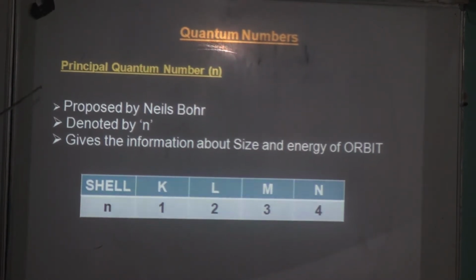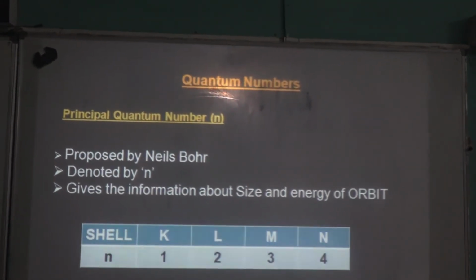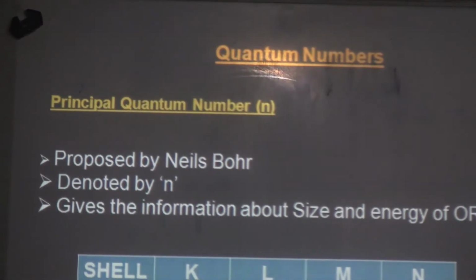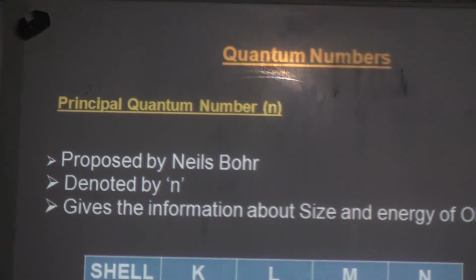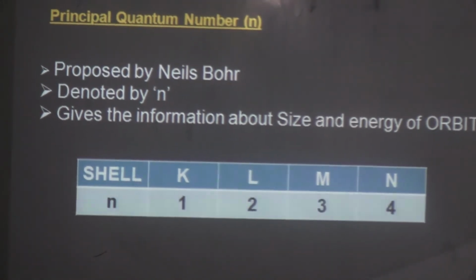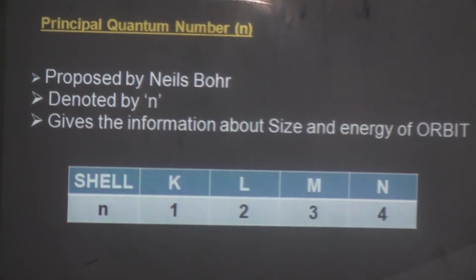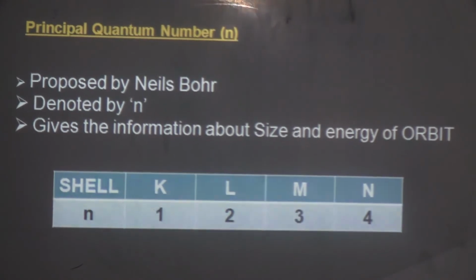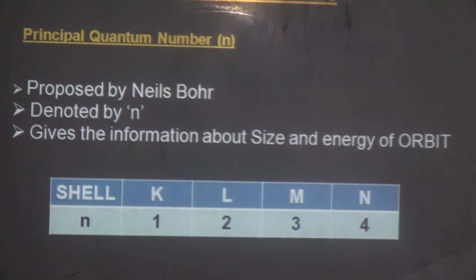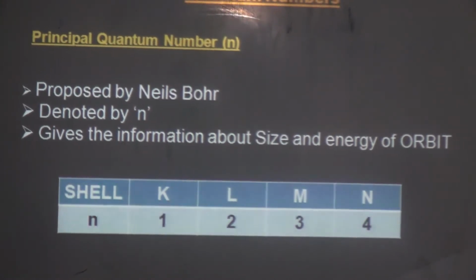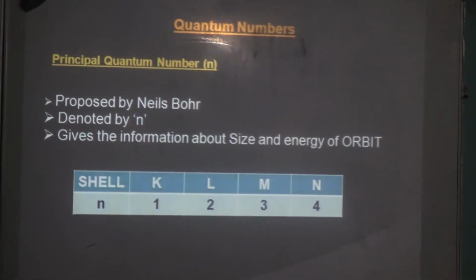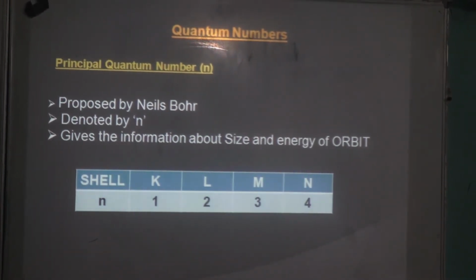The first important quantum number is the principal quantum number. What is this principal quantum number? Actually, in Niels Bohr's model we studied: first shell is K, second shell is L, third shell is M, fourth shell is N. These numbers 1, 2, 3, 4 are the principal quantum number. It gives the information about the shells. If n is equal to 3, that is the M shell. It was proposed by Niels Bohr. If you know n is 3, that is the M shell, and Niels Bohr already calculated the size and energy of the M shell. So it gives the information about the size and energy of the orbital shell. This is the principal quantum number.